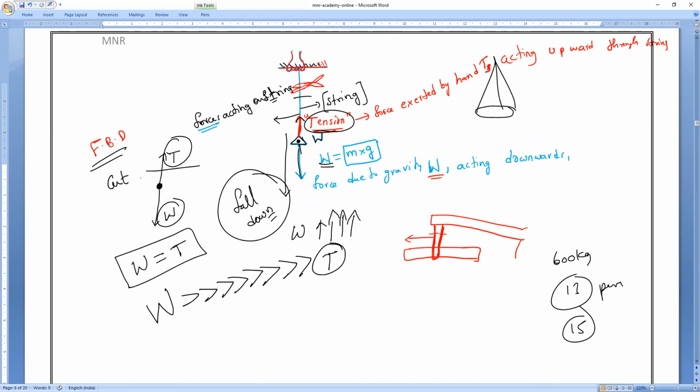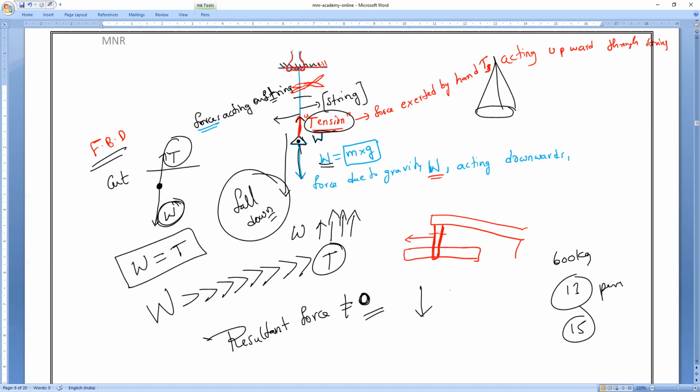Once the string is cut, what will happen? Entire weights fall. What is the resultant force? Is the resultant force 0 or not 0? The resultant is not zero. So the resultant force is not equal to 0, so the body will move in a particular direction. Am I right or wrong, everybody? Yes, the resultant force is not equal to 0.